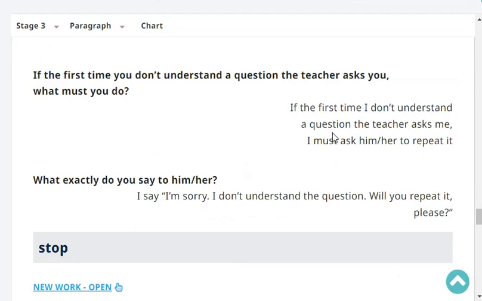If the first time you don't understand a question the teacher asks you, what must you do? If the first time I don't understand a question the teacher asks me, I must ask him to repeat it. What exactly do you say to him? I say, I'm sorry, I don't understand the question. Will you repeat it, please? Very good. Okay, so we stop there for today, but excellent practice.